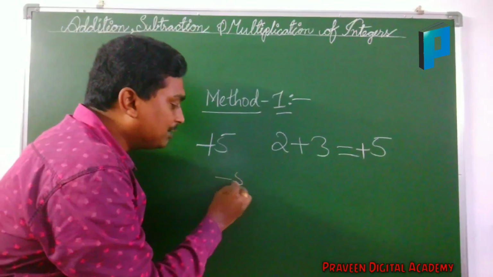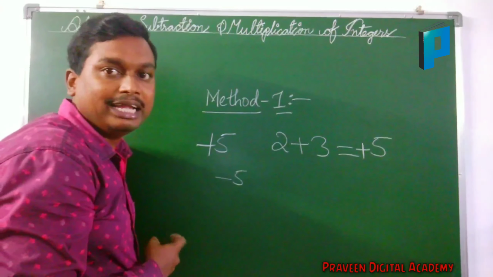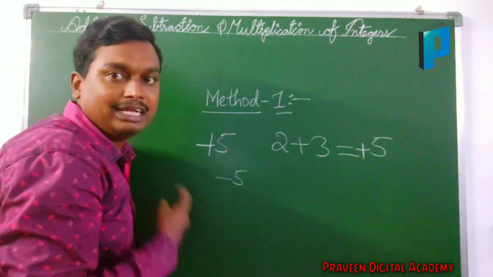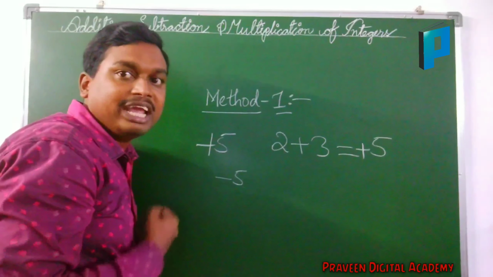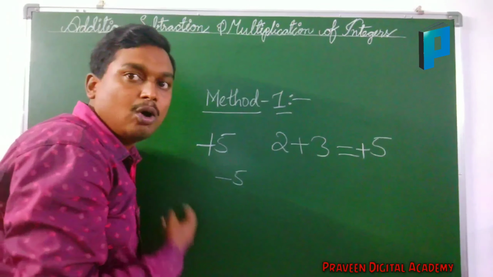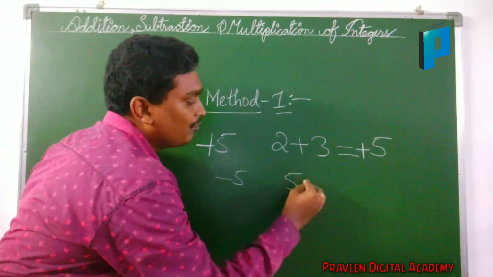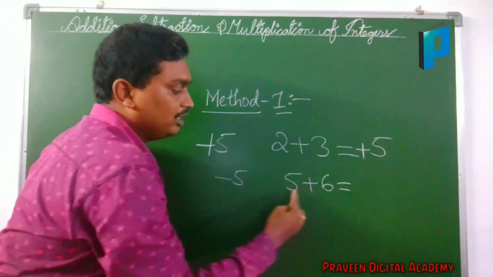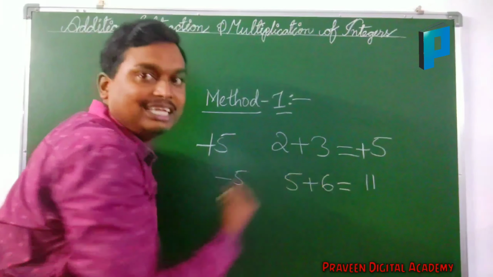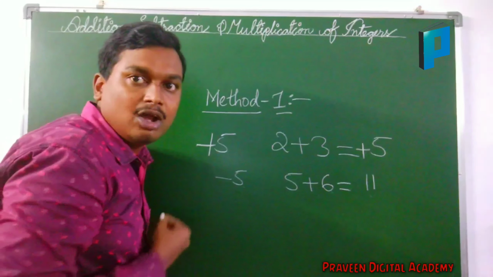If you are having minus 5, in that situation, if you are having minus, then only we will consider the sign of the particular number as minus. If you are not having any sign, we will consider it as positive. If you are having a plus sign, also we will consider it as positive. If you are having 5 plus 6, what is 5 plus 6 here? 5 plus 6 is 11. Here I am not keeping any sign, that means this 11 is called plus 11 only.